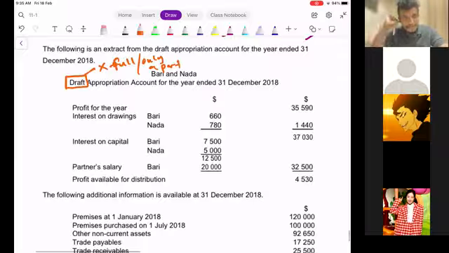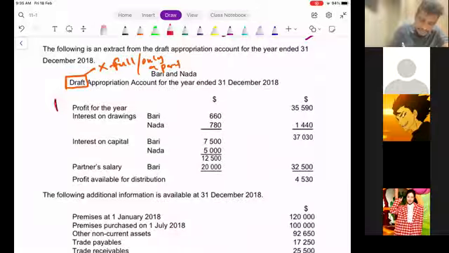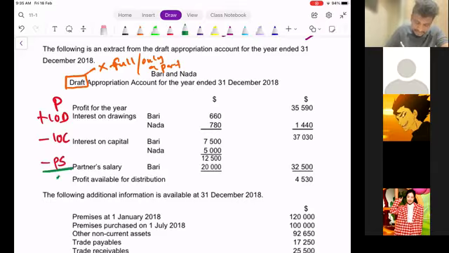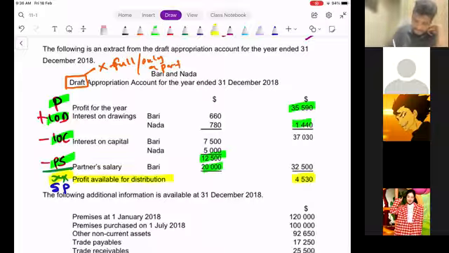Okay, let me check. Do you remember the appropriation account formula? The appropriation account starts with profit plus interest on drawings, minus interest on capital, minus partner salary. Then you get a residual profit. The residual profit will become share profit. The question gave a profit, very good. Interest on drawings, yes, the total is there. Interest on capital is here. And then partner salary is here. And then residual profit. The profit available for distribution is actually residual profit.